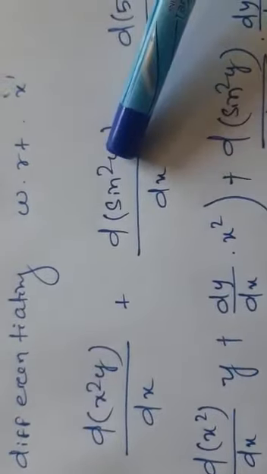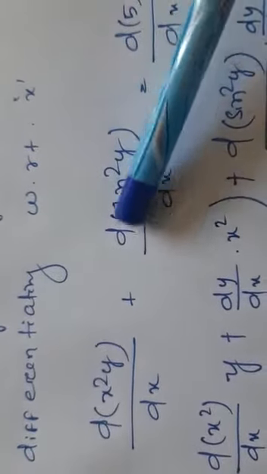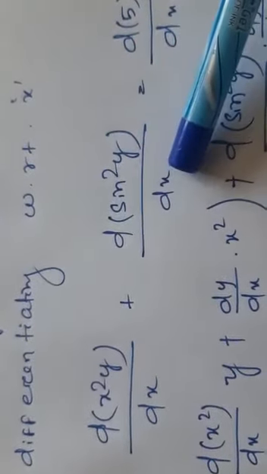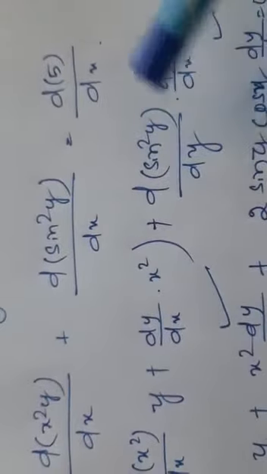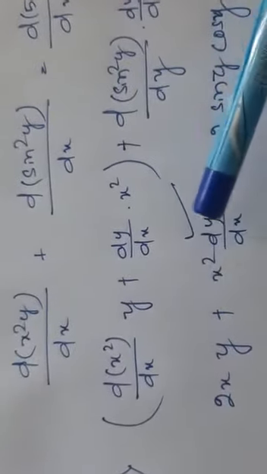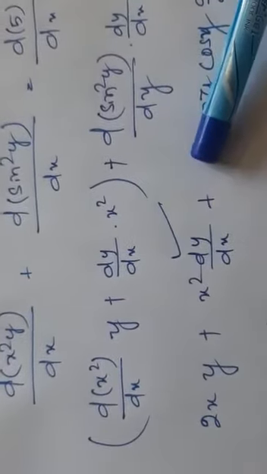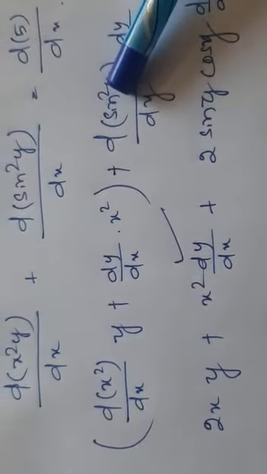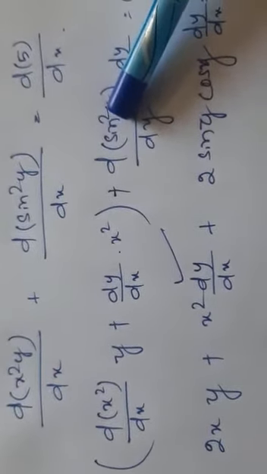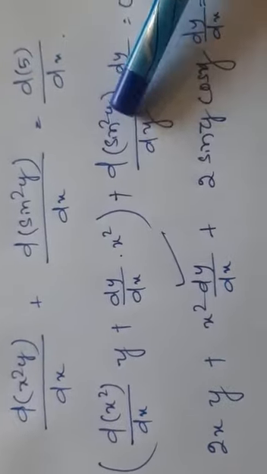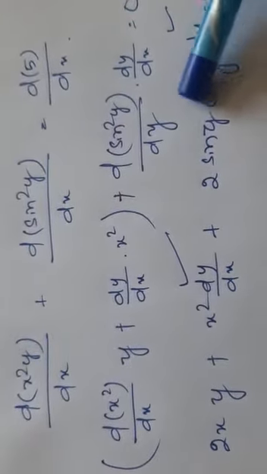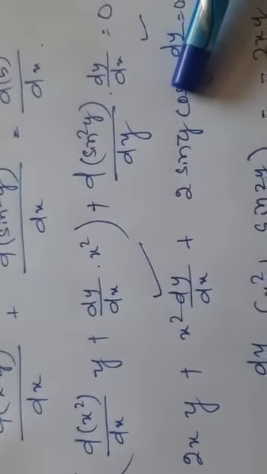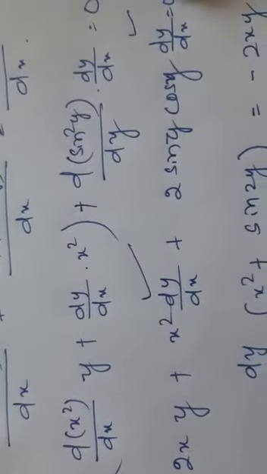As I have told you earlier, functions of y cannot be differentiated directly with respect to x. So what will we be doing? Just multiply and divide with dy. So 2xy plus x square dy by dx, plus the derivative of sin square y. How to find the derivative of sin square y? Using the chain rule, sin y whole square gives 2 sin y into the derivative of sin y, that is cos y, into dy by dx, is equal to 0.